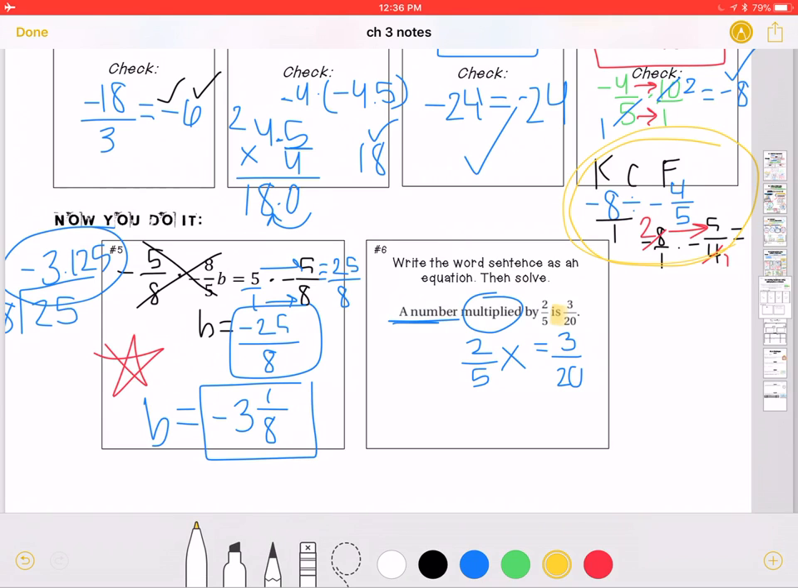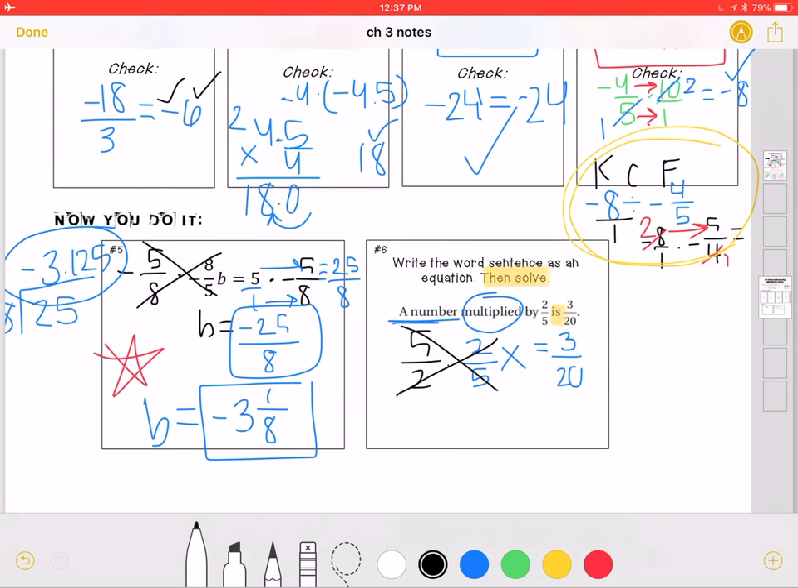Now it wants us to solve it. So let's go ahead and solve it. Right now, x is being multiplied by 2/5. So you could divide by 2/5. But remember my tip or trick, dividing by a fraction is the same as multiplying by its reciprocal. I think that's a lot easier than going through all of those steps. So let's just keep practicing that.